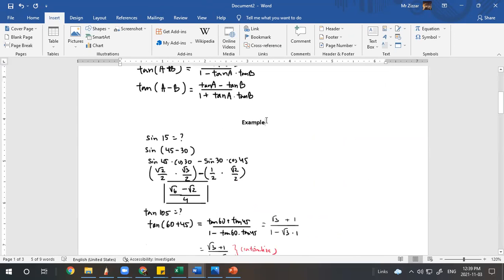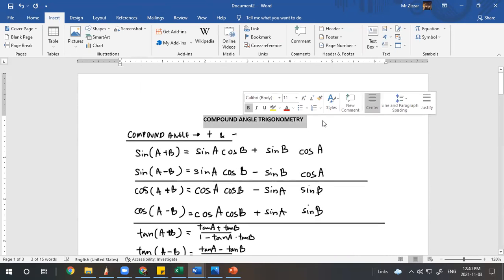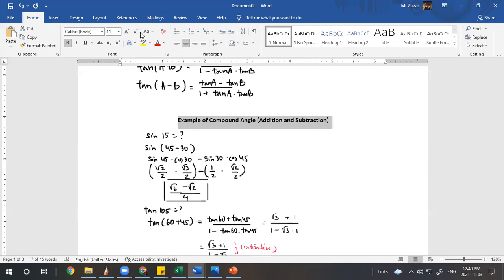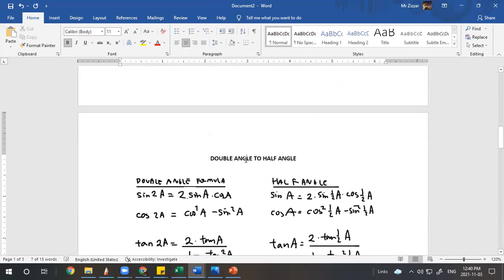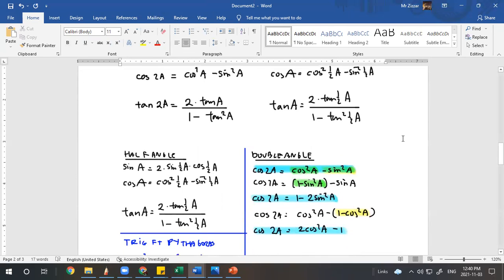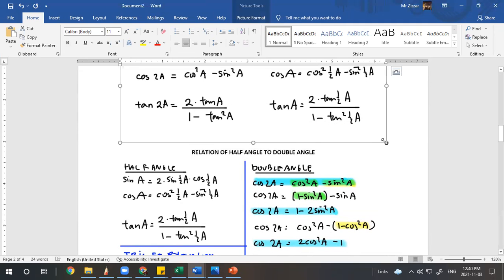Ini example of compound. Ini bener-bener terpakai banget. Ini compound angle. Ini example of compound angle. Kita pakai huruf gede semua ya biar enak lihatnya. Uppercase. Ini double angle to half angle relation of double angle to half angle. Half angle to double angle. Kebalikannya logiknya, gitu kan?